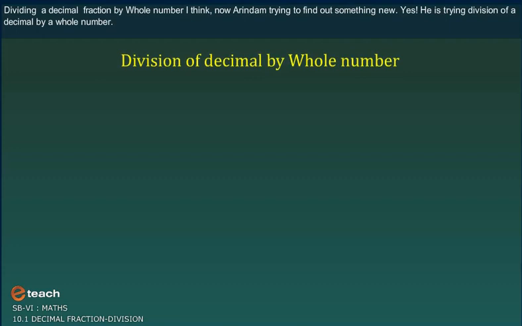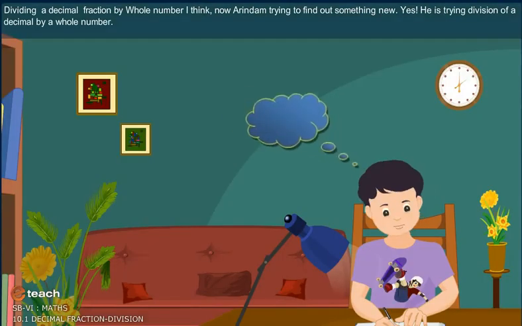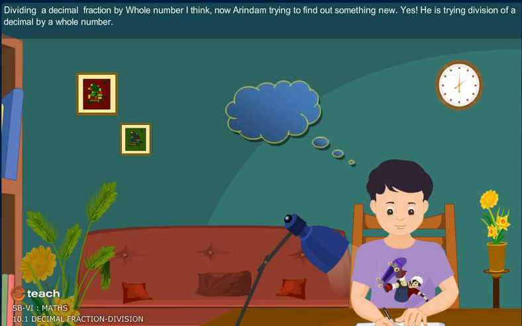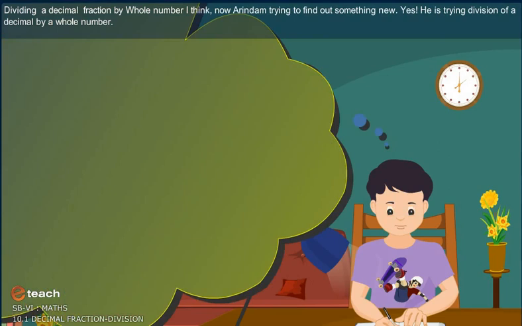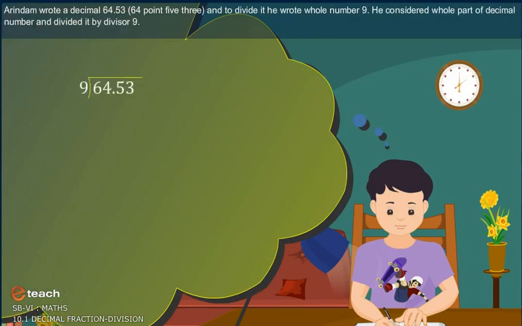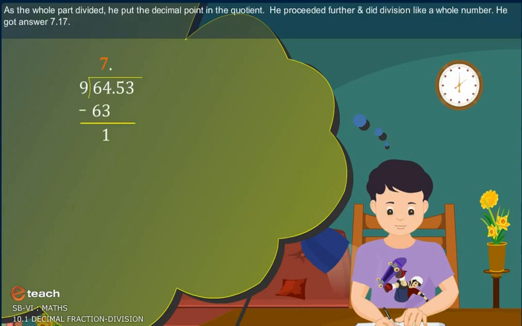Dividing a decimal fraction by a whole number. I think now Arindam tries to find out something new. Yes, he's trying division of a decimal by a whole number. Arindam wrote a decimal, 64.53. And to divide it, he wrote a whole number 9. He considered the whole part of the decimal number and divided it by the divisor 9. As the whole part was divided, he put the decimal point in the quotient. He proceeded further and did division like a whole number. He got the answer as 7.17.